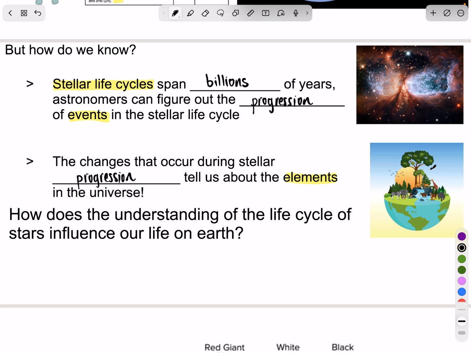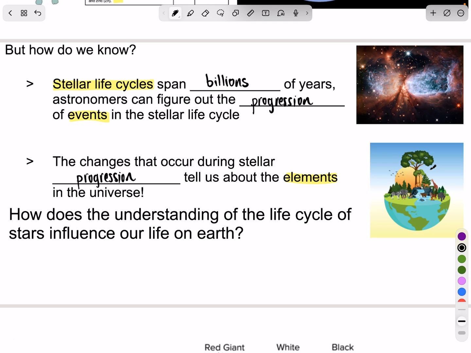And these elements in the universe are what helps us understand that life cycle of a star. And so how does the understanding of the life cycle of a star influence our life on Earth? That's my question to you. Try and think about it. Pause the video. Write something down. Hopefully you pause the video. If you didn't, we're just continuing on. How does the understanding of the life cycle of stars influence our life on Earth?